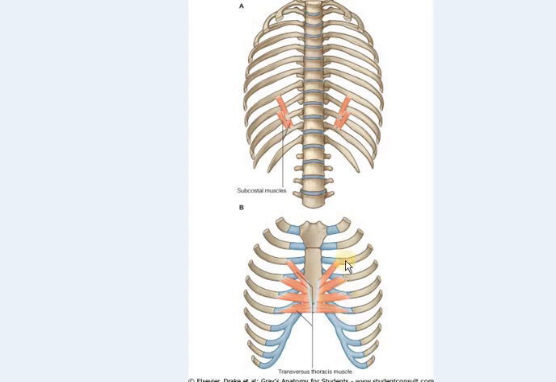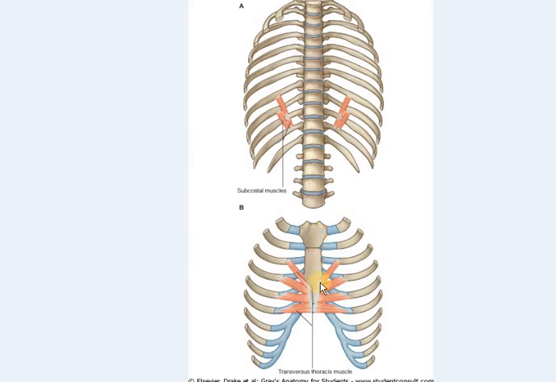Students, please pay attention to this diagram. This diagram shows the deep surface of the anterior thoracic wall. This is the posterior surface of the manubrium. This is the posterior surface of the body of the sternum. So the transverse thoracic muscle is found on the deep surface of the anterior thoracic wall.